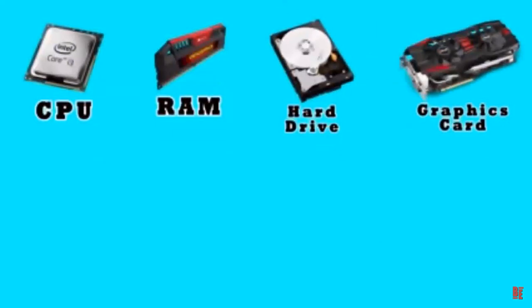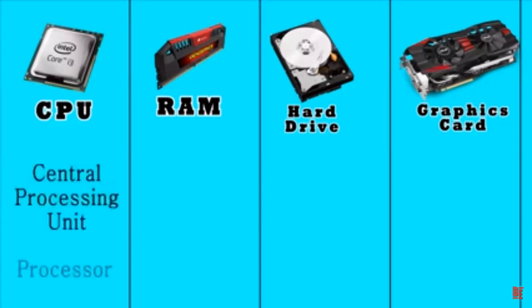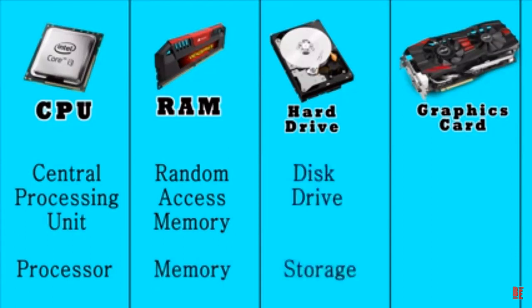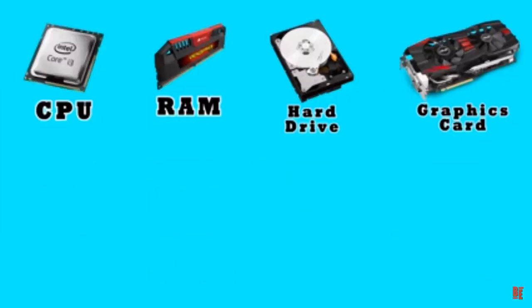The 4 main components to keep in mind here are CPU, RAM, hard drive, and graphics card. Now, first things first, I'm going to establish some terminology. Keep in mind that CPU is also known as the Central Processing Unit, or processor. These terms all refer to the same thing. They're completely interchangeable. RAM stands for Random Access Memory and is often referred to as just memory. A hard drive is often referred to as a disk drive or storage. And a graphics card is also known as a GPU or graphics processing unit. For this explanation, I'll be using the terms CPU, RAM, hard drive, and graphics card.